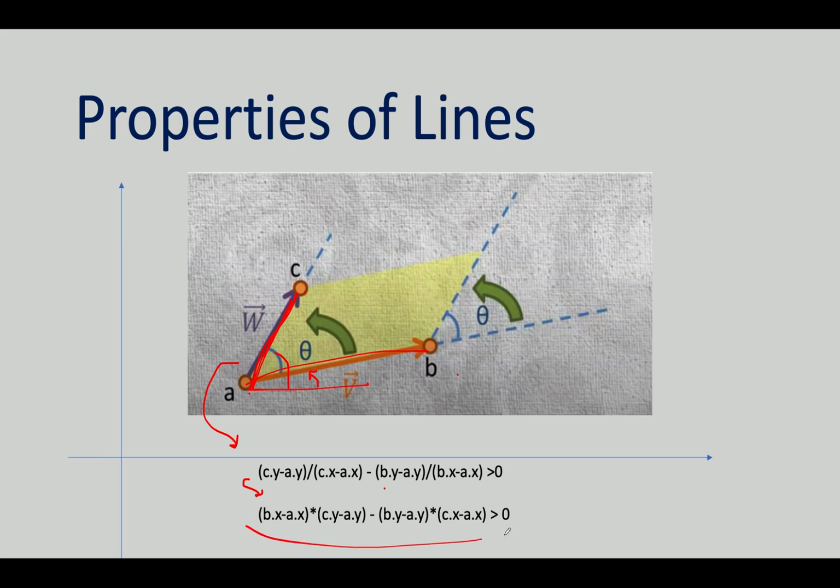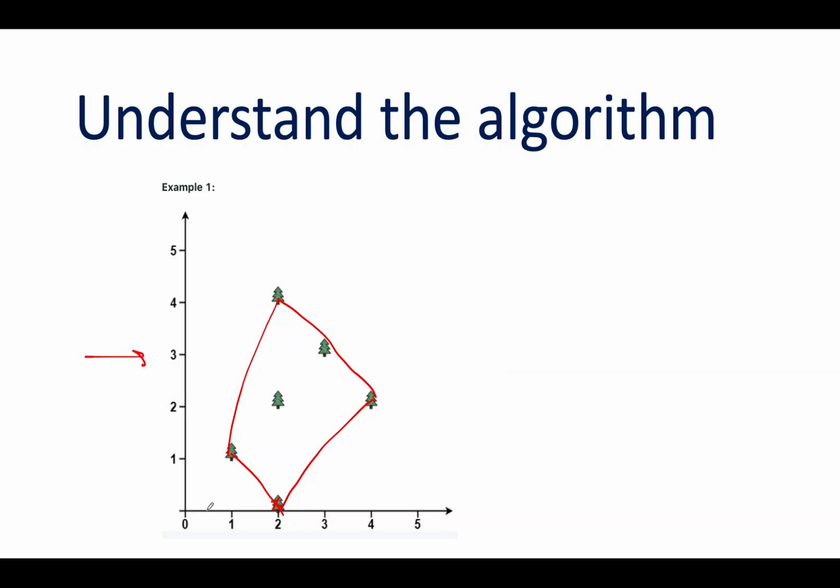If this statement returns true, that means CA lies in anti-clockwise direction with respect to BA. Just remember these 2 points for now. Go back to the previous example, and here you will see that we are interested in calculating those coordinates that form the outer convex shape.